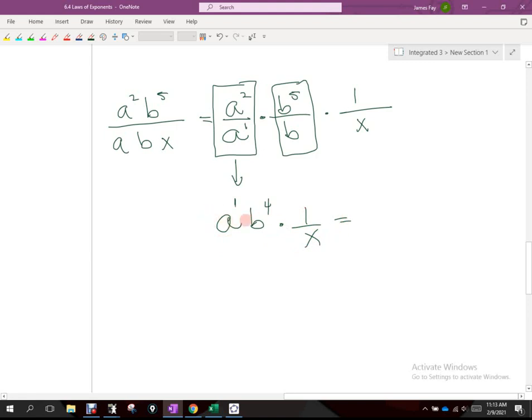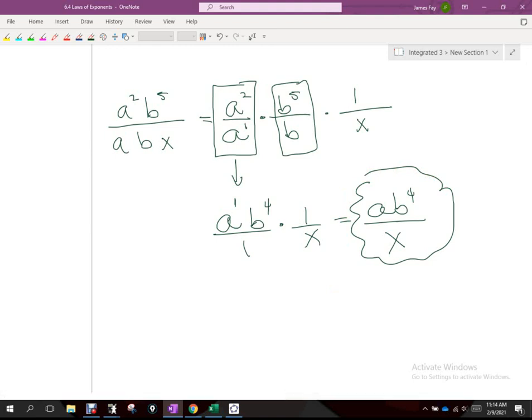Well, these are, when I multiply these things, multiplying fractions, straight across the top, a times b to the 4th times 1 is a b to the 4th. And across the bottom, it's 1 times x. So it's x. Okay? That's the logic. But like I said, I don't think a whole lot of times you're going to do that.